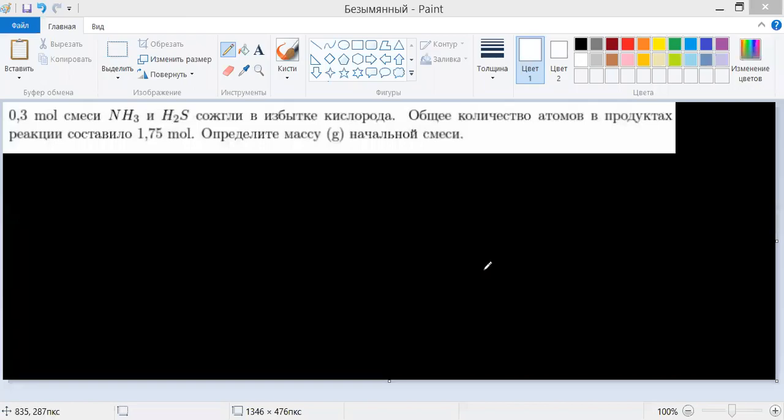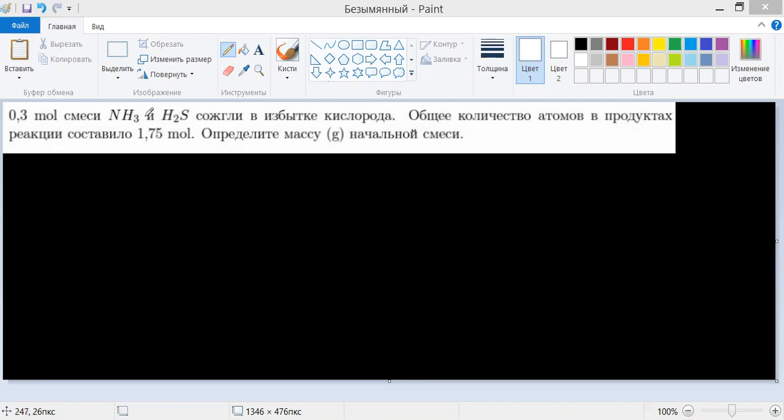I will try to make this assignment interesting for you. Okay, so here it is. Yeah, it's written in Russian, but I will translate it to you. Given a gaseous mixture of ammonia and hydrogen sulfide, with a total amount of 0.3 moles, is burned in the excess of oxygen. The total amount of the atoms of the reaction's products stands at 1.75 moles. Calculate the initial mass of the mixture.